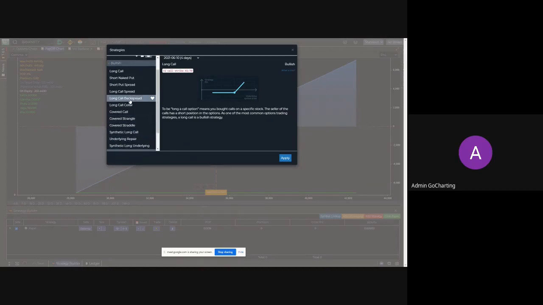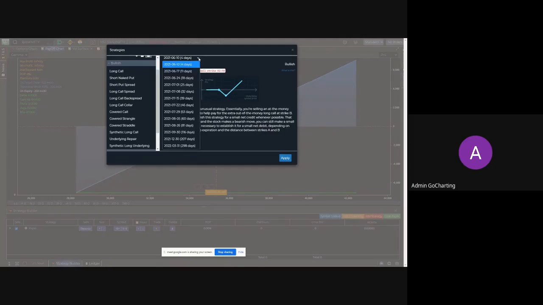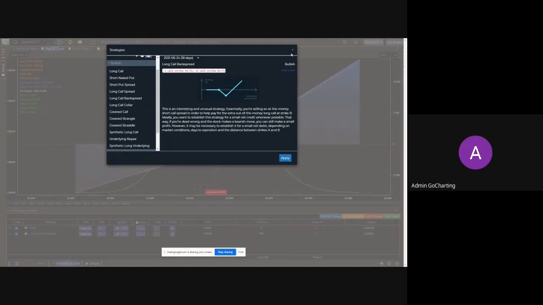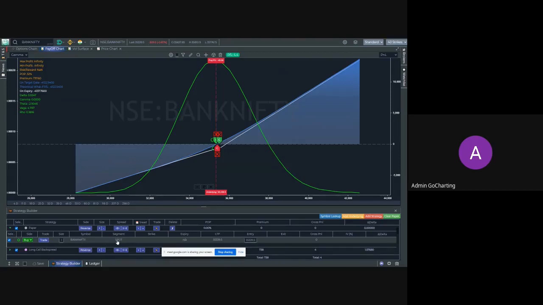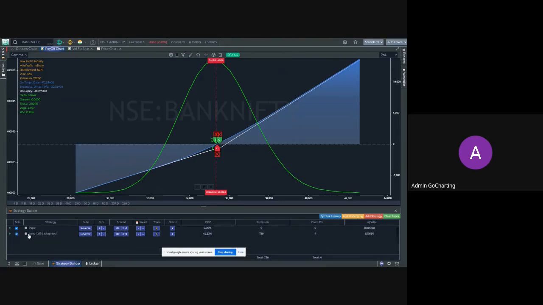For example, I can use something called a long back spread. Here in the top, I can choose which series I want to use it in. For example, I want to use the July series, the monthlies. I can choose from here and directly apply it to my chart. Once applied, the PNL changes. As you can see in the bottom, I have now taken a paper trade on the underlying, which is Bank Nifty spot, and I've also used a pre-built strategy, which is long call spread. When I click on it, the various legs of this long call spread show up. So now, instead of one strategy, we are playing with two strategies here.